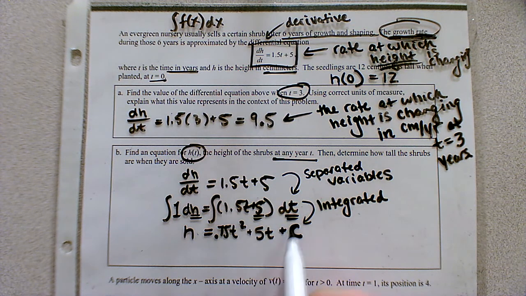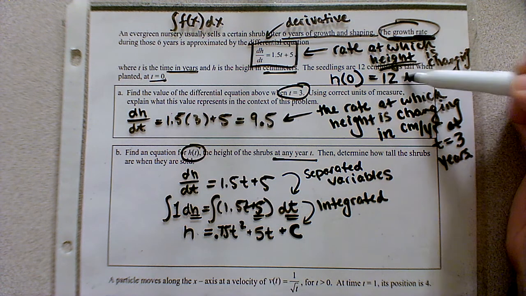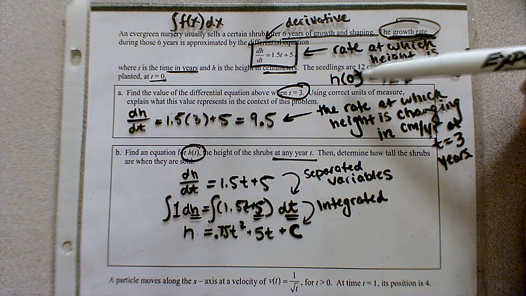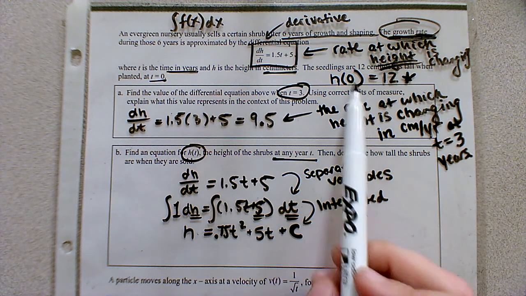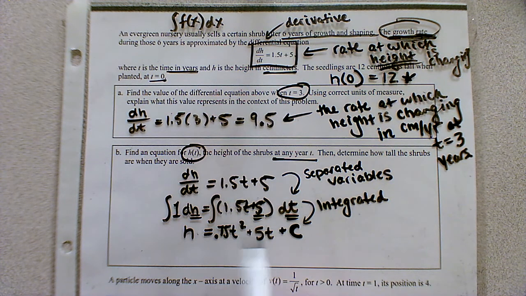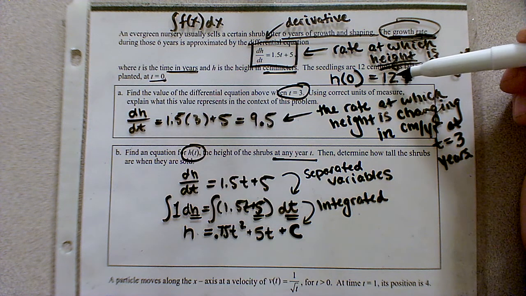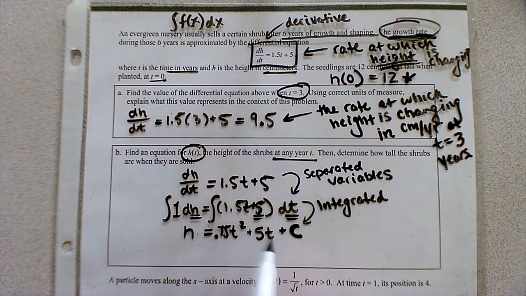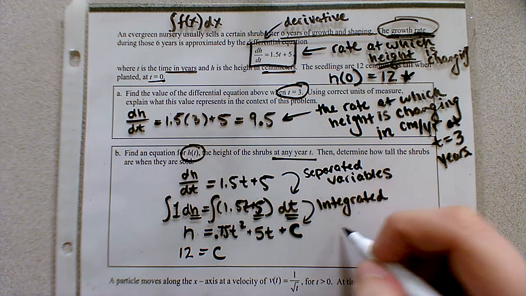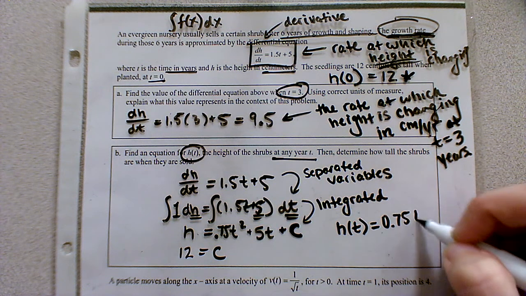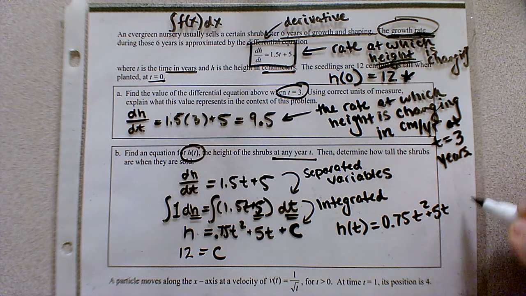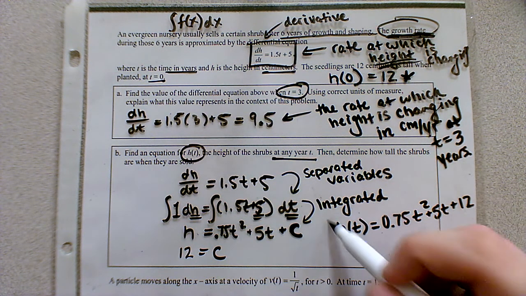And I wonder if we can figure out what the c value is, because they did give us a particular point about the height of the shrub at a particular time. So if I plug in 0 for the t's, I should get out an answer of 12. So if I put in 0 for those t's, they're just going to go away, and I'm going to be left with a c value of 12. So I guess we can say that our height equation is 0.75 t squared plus 5t plus 12.